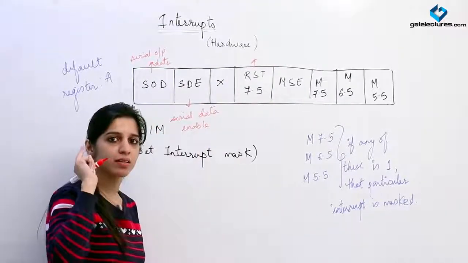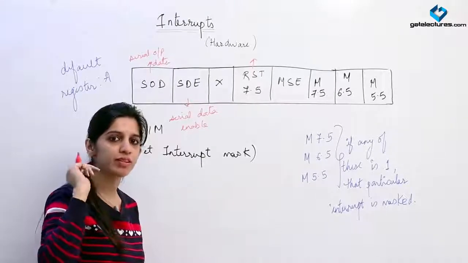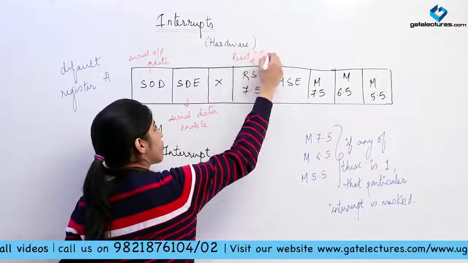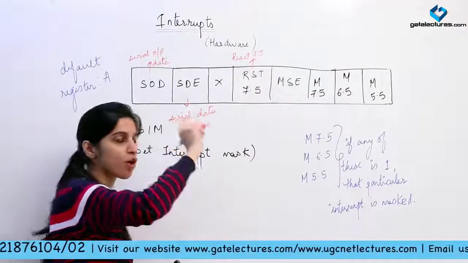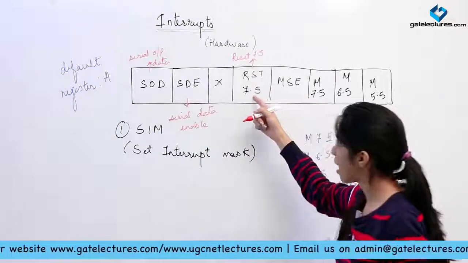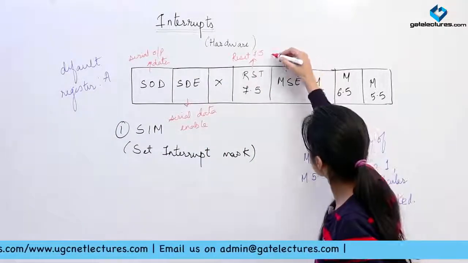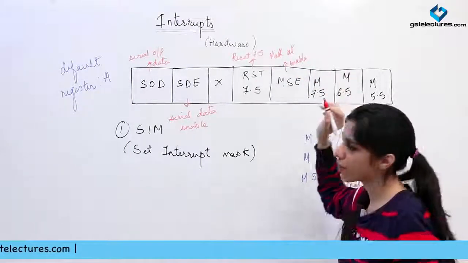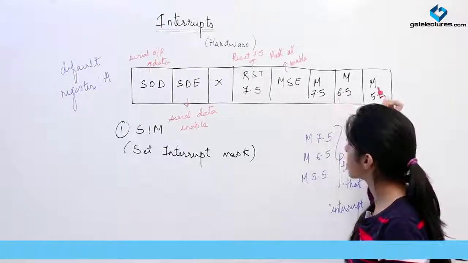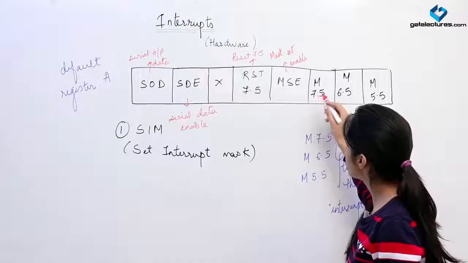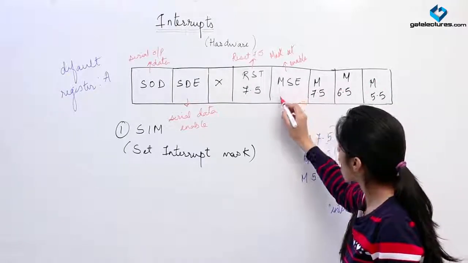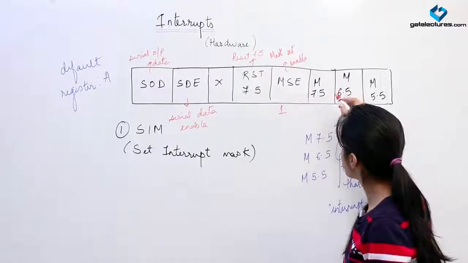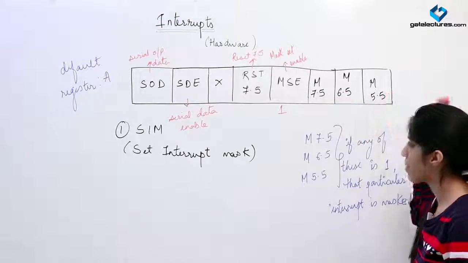You must remember in RST 7.5, in that D flip-flop we had an option to reset the 7.5 flip-flop. This one is to do that. This is mask set enable. So whenever you want to mask any of these interrupts, whenever you want to mask 7.5, 6.5, 5.5, you have to make this 1. MSE should be 1. Mask set enable should be 1. Now these are mask 7.5, mask 6.5, mask 5.5.